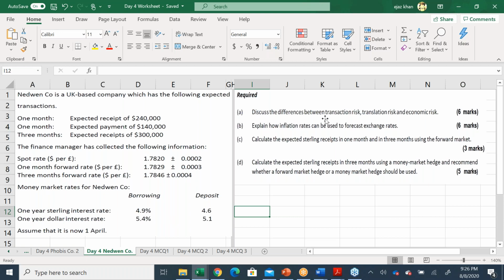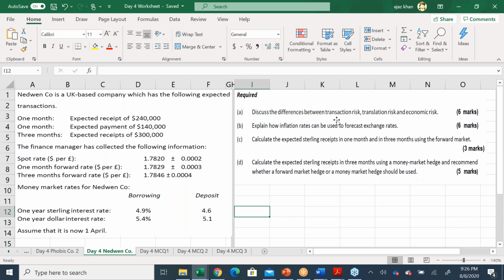Let's go to the requirements. The first requirement is the difference between transaction, translation, and economic risk. Let me quickly give you a recap of these three types of risks. A transaction risk is faced by a company when it has entered or is entering into a transaction that involves foreign currency, and the transaction has to be settled on a future date. And the risk is that on the future date, the exchange rate may change in such a way that you either have to pay more or receive less because of that rate movement. That is called transaction risk.